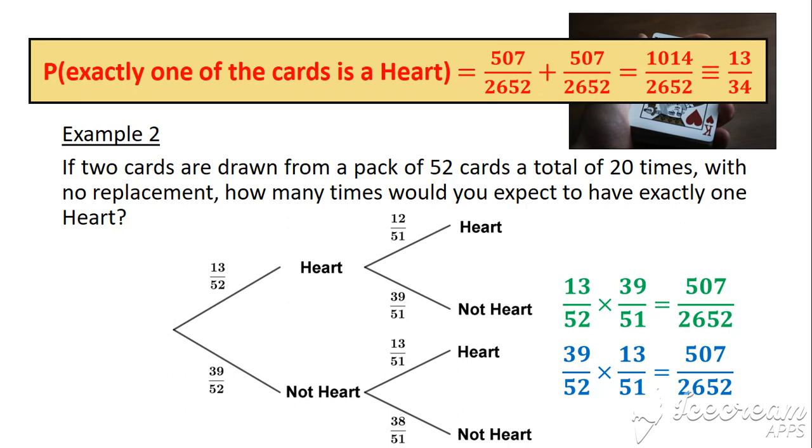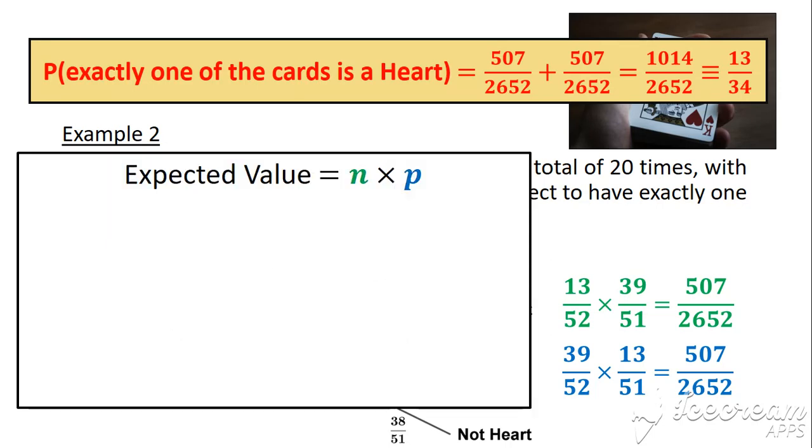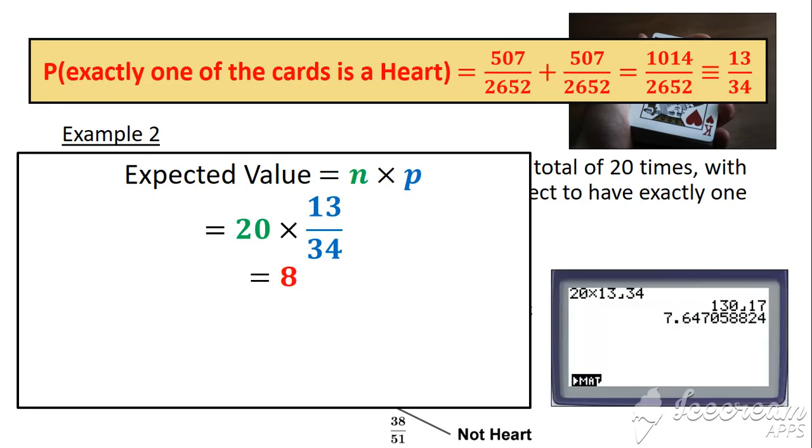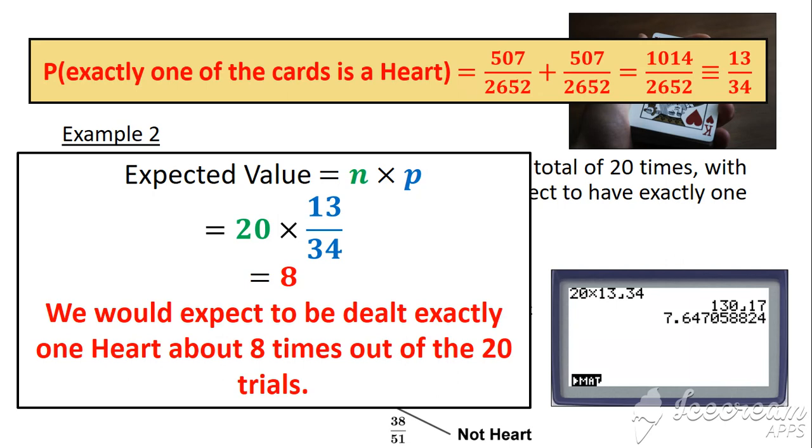Now we're doing this 20 times. This whole experiment's been repeated 20 times. So let's go number of times, which is 20, times the probability, which is 13 chances out of 34, and that rounds to about 8. So 8 times we would expect to get exactly 1 heart out of the 20 times we did it.